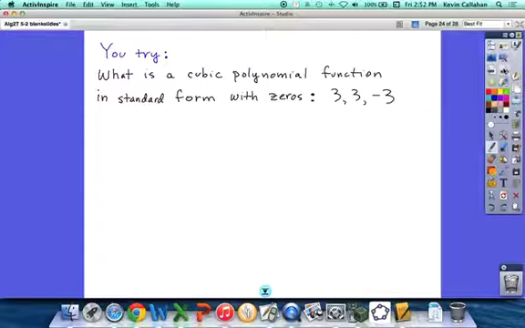Who's got a function for me? Natalie? Let me see. So this one Natalie's got: x to the third minus 3x squared minus 9x plus 27. Yeah, plus 27.